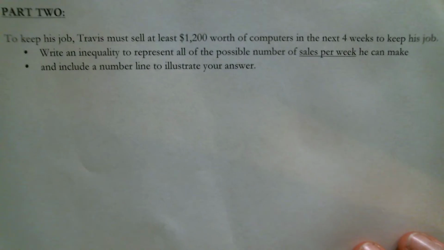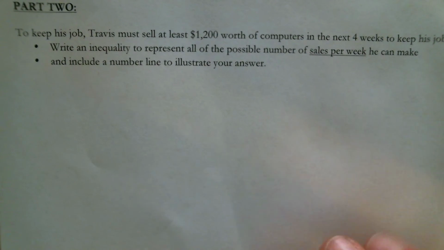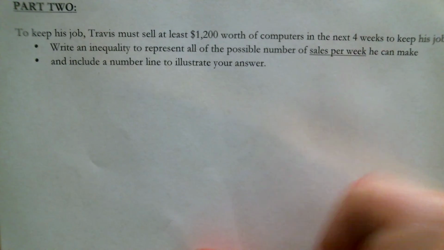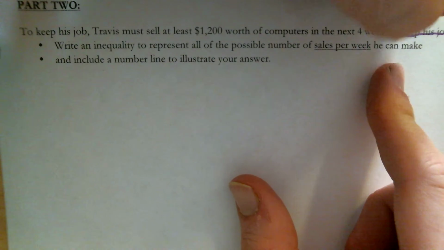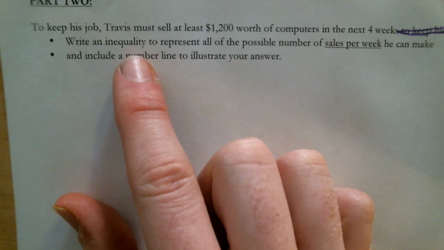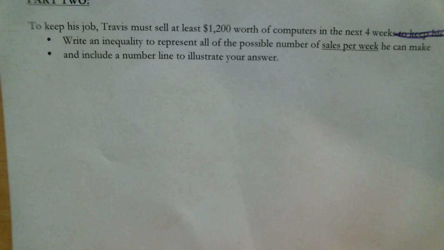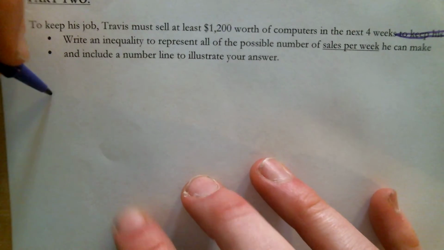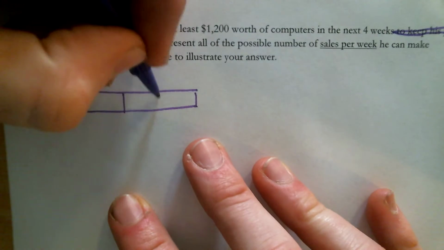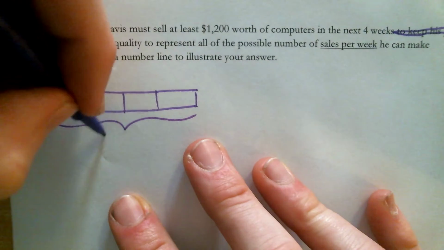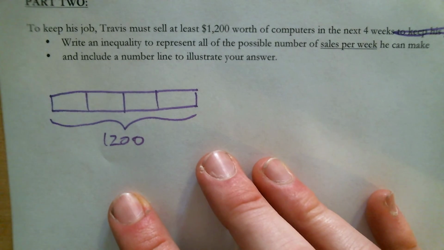All right, on part 2 it says, to keep his job, Travis must sell at least $1,200 worth of computers in the next 4 weeks. To keep his job, that's redundant. We can get rid of that part of the sentence. Write an inequality to represent all the possible numbers of sales per week he can make, and include a number line to illustrate the answer. So let's think about it. He's got 4 weeks to get $1,200 worth of computers sold.